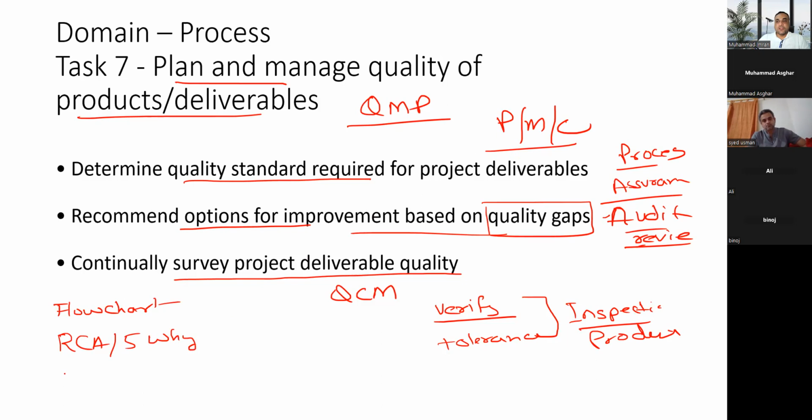Once you get the data, you can create a histogram upon that data. And on the histogram, you can perform 80-20 analysis or Pareto analysis to find out which are having the major problems in the project.